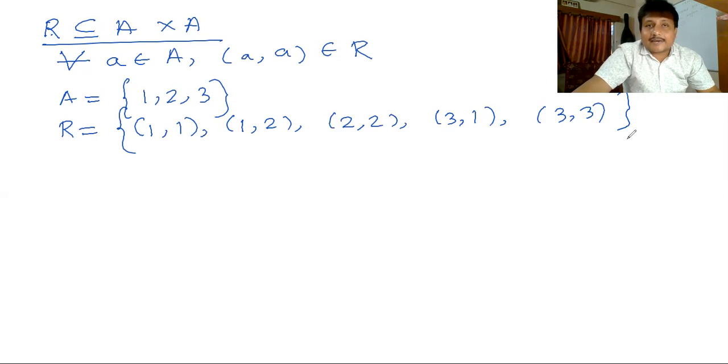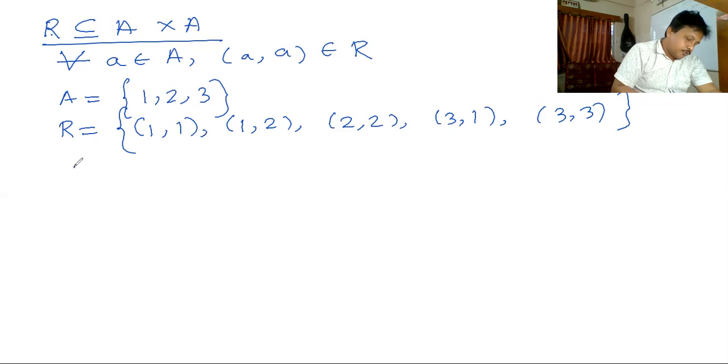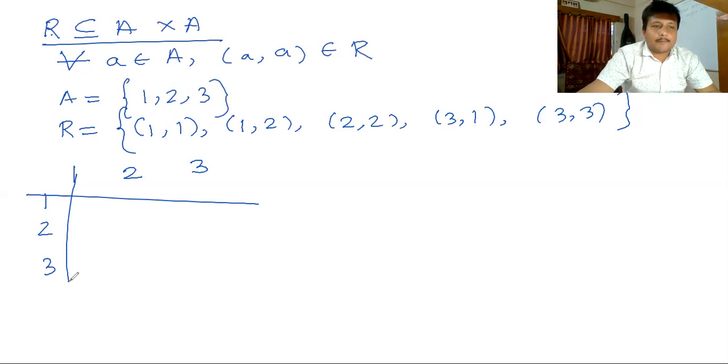To do that, you can construct the relation matrix. How do you do that? Suppose you put all the elements of A along the row and also along the column so that you can construct a matrix like this. This matrix is a 3 cross 3 matrix. It shall contain 9 elements. This position is the (1, 1) position. You check whether the element (1, 1) is in the set or not. You find that yes, (1, 1) is in R. So you mark it with unity.